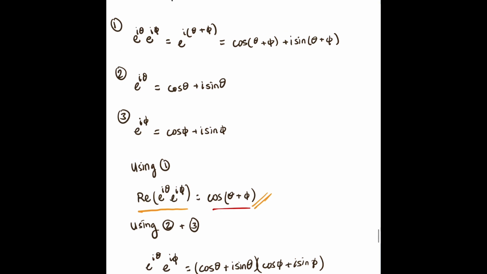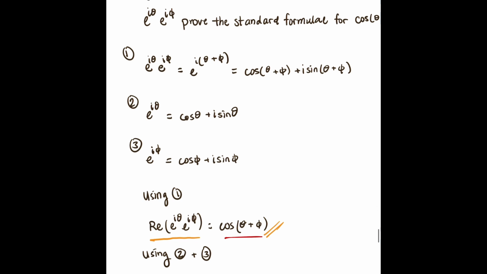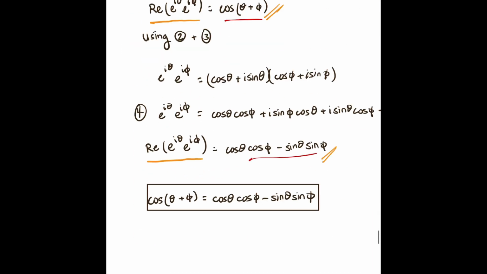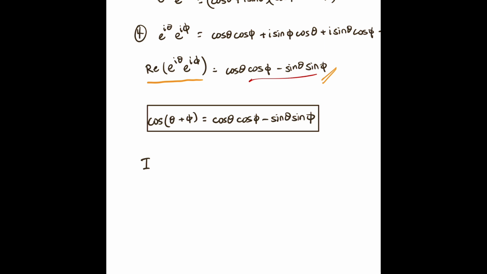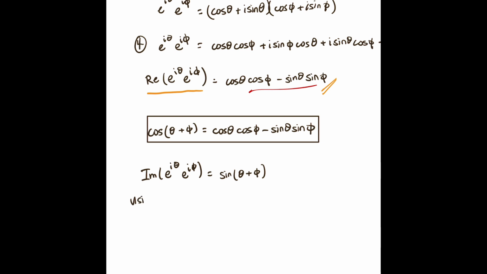Now we can follow a very similar procedure to find sine of (theta plus phi), but we'll just take the imaginary part instead of the real part. So taking the imaginary part of e to the i theta, e to the i phi, yields sine of (theta plus phi). And then once again using equation 4, this was using 1.